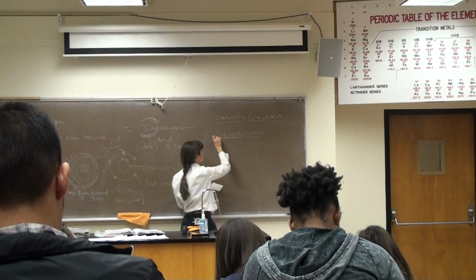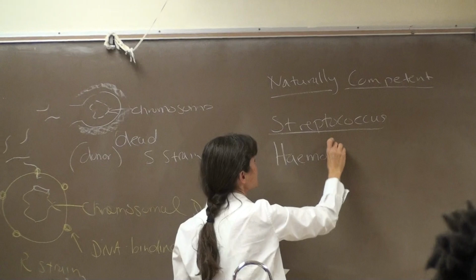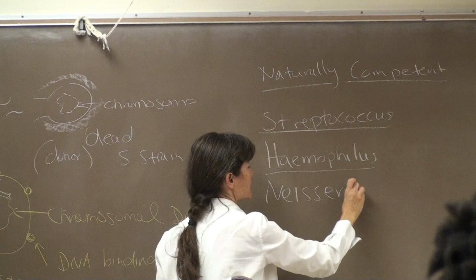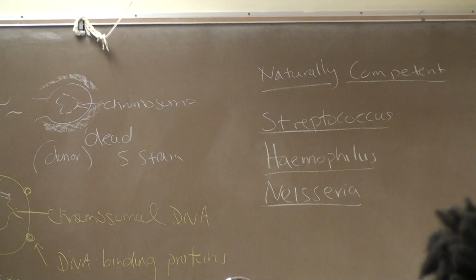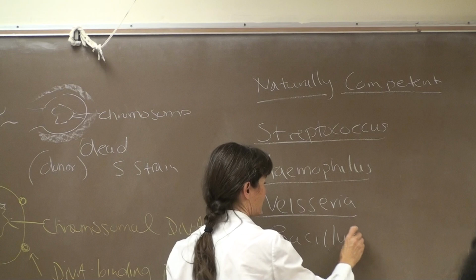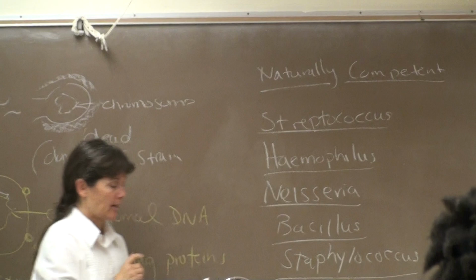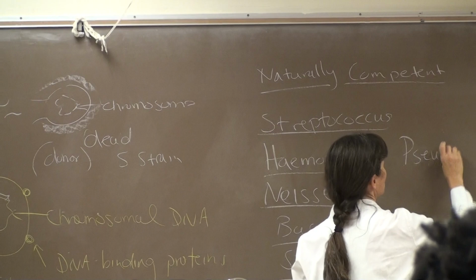The genus Haemophilus, such as Haemophilus influenzae type B, which can cause neonatal meningitis and septicemia. The genus Neisseria: Neisseria gonorrhoeae, which causes the sexually transmitted infection gonorrhea, and Neisseria meningitidis, which causes bacterial meningitis. The genus Bacillus, so for example, our good friend Bacillus anthracis can become naturally competent. Unfortunately, the genus Staphylococcus, so Staphylococcus aureus, can be naturally transformed. And a very significant opportunistic pathogen, a huge problem in hospitals, the genus Pseudomonas.